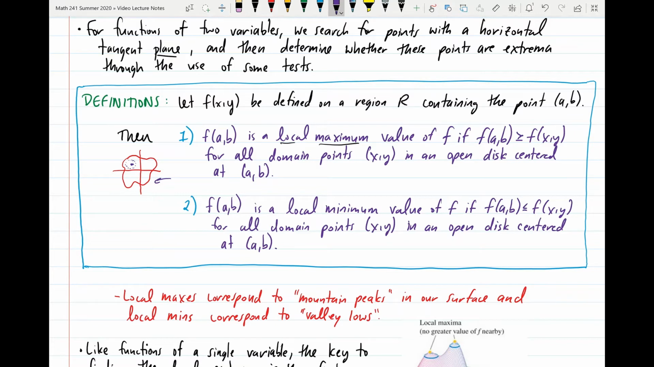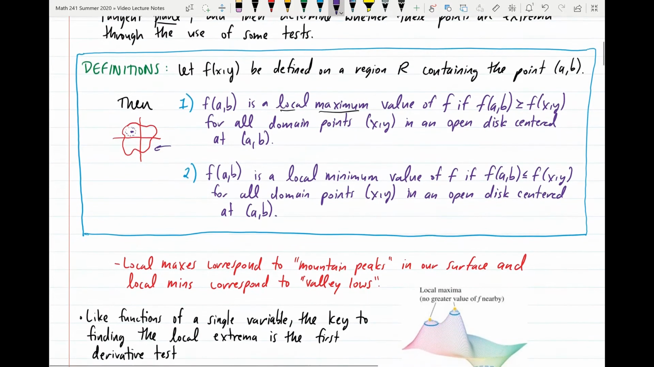And f of a b is going to be a local maximum value if I can draw a little disk like I have in dotted purple line there. If I can draw that little disk such that if I take any point inside of the disk, f of a b is going to be greater than or equal to f at that point. So that's the definition of a local maximum.